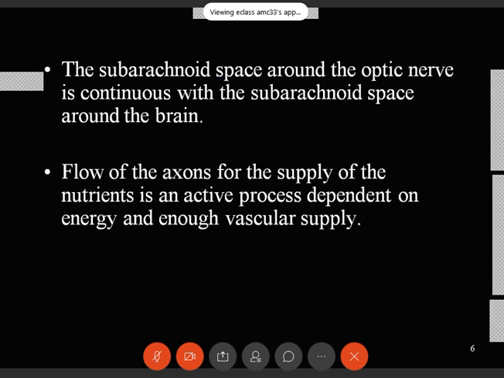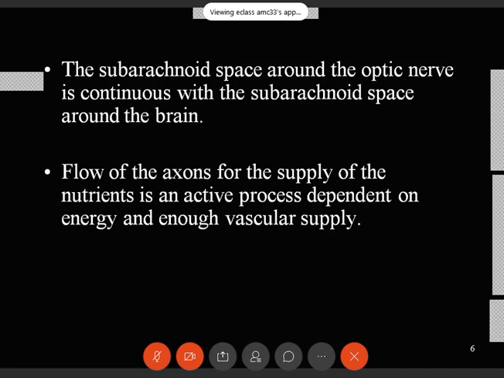The subarachnoid space around the optic nerve is continuous with the subarachnoid space around the brain. The optic nerve is a continuation of the white matter, and it is surrounded by the pia-arachnoid and dural meningeal sheaths. So any rise in intracranial tension can affect the optic nerve due to this continuation of the subarachnoid space around the brain.